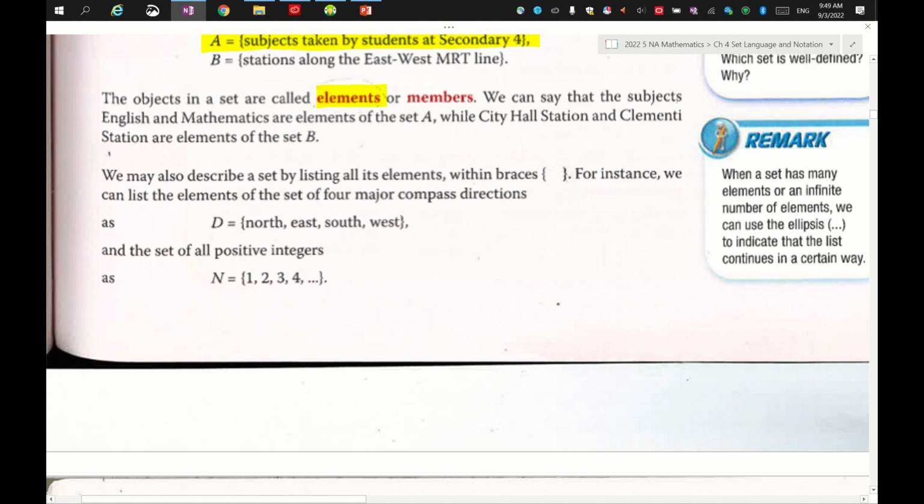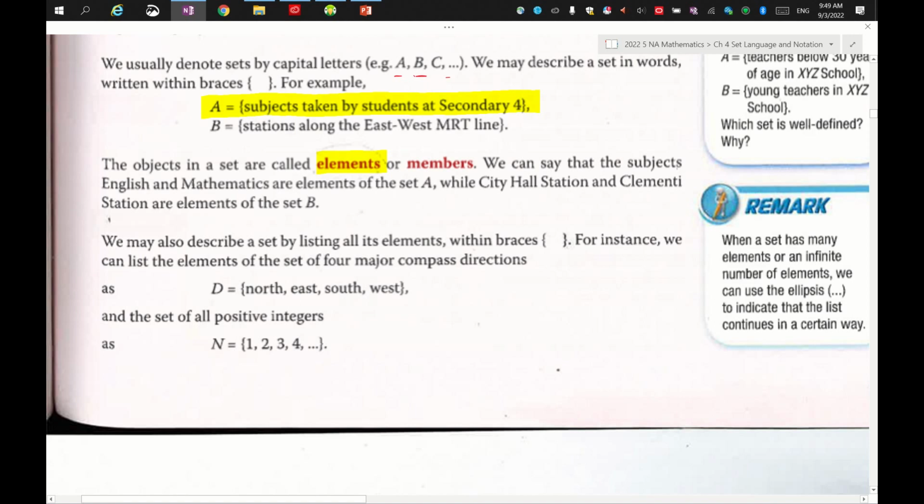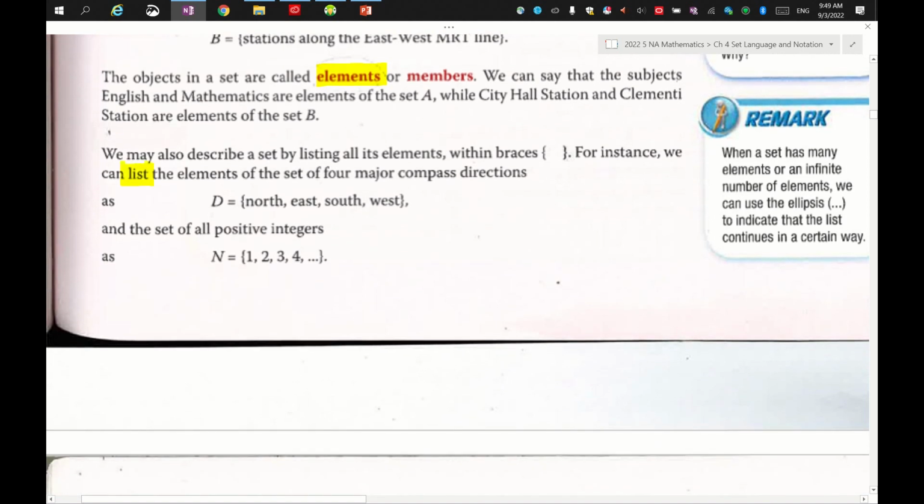We can also list, instead of describing in words, subjects taken, stations along, we can also list down the elements. Example, I'm going to read this now. Set D contains the elements north, east, south, and west. I can also say that the same set D contains the elements north, south, east, west. The order does not matter. Right, they wrote down north, east, south, west. I can call it east, west, north, south. Doesn't matter, it is the same set. Basically what is inside. It doesn't matter how you arrange your pencil case, right? The things that belong in the pencil case, just throw inside. But you know inside will have your pencil, eraser, pen, correction tape, etc.